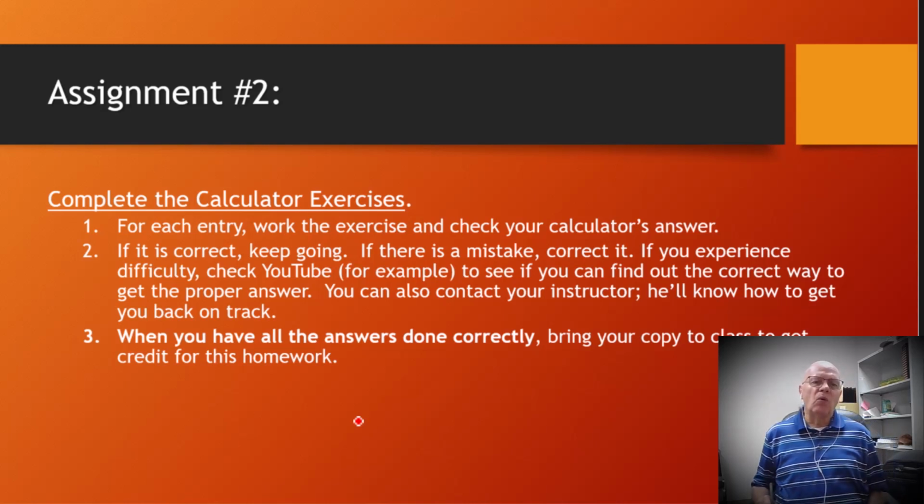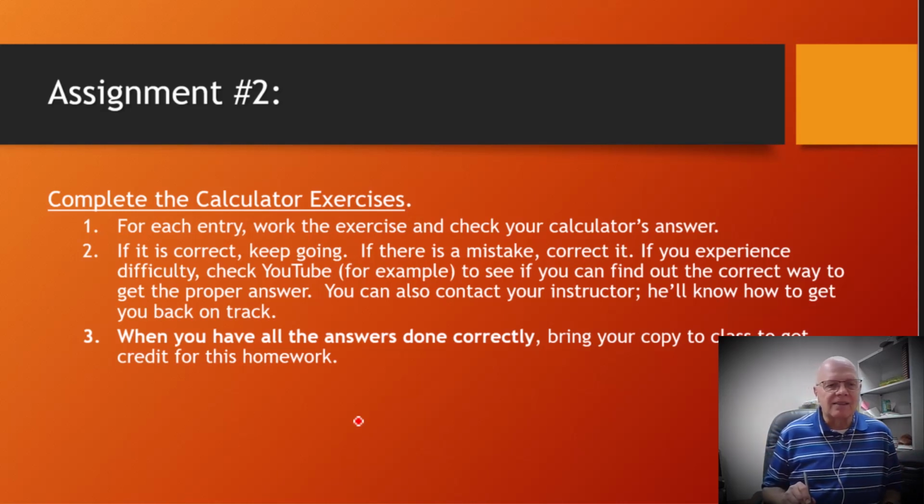Now, since there are 120 questions with the answers, that's quite a bit, unless you really need the practice. So what you could do is just pick the odd ones to do, or just the even ones. If you get through all 120, odd or even, and you've done well, you've gotten the correct answers, you're good. Bring your copy to class where you checked off each one that you've done, and that counts as your second assignment.